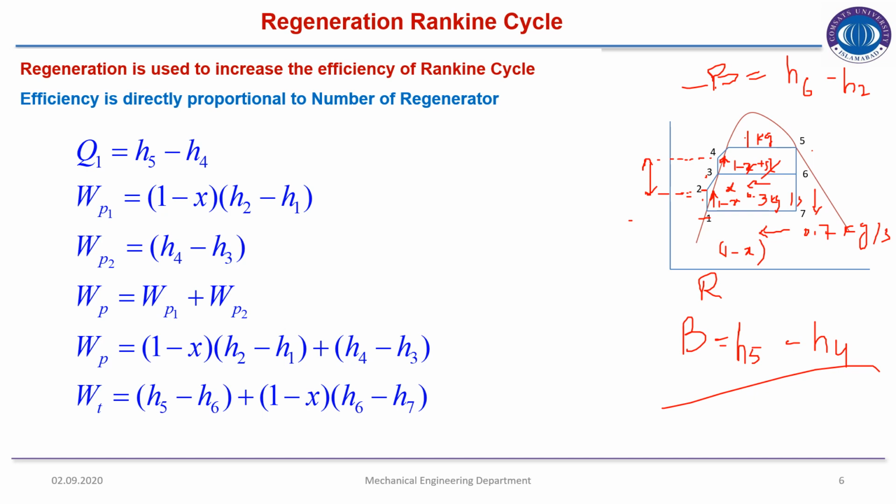So that way the enthalpy difference for pump 2 is not multiplied with any x mass value. So pump 2 is H4 minus H3, and the combined pump work is WP1 plus WP2. So here we have combined, and the total turbine work is, from 5 to 6 we have 1 kg of mass of working fluid, and from 6 to 7 here we have 1 minus x.